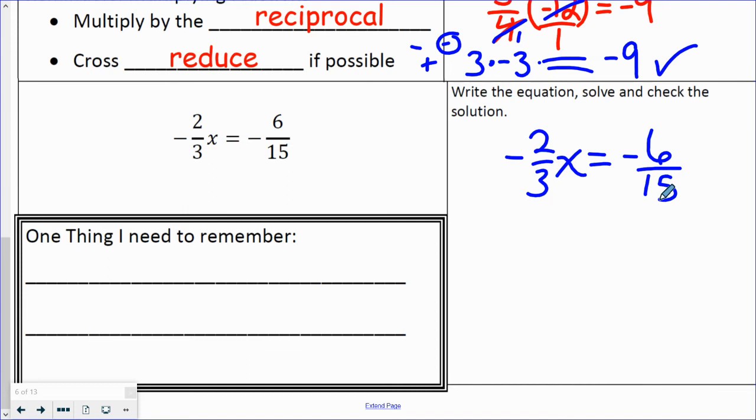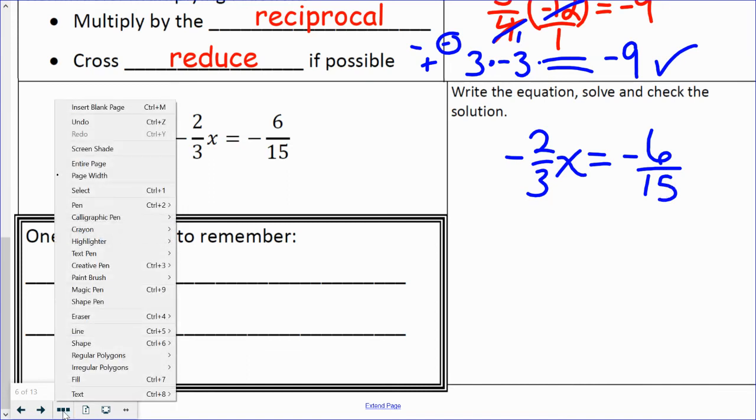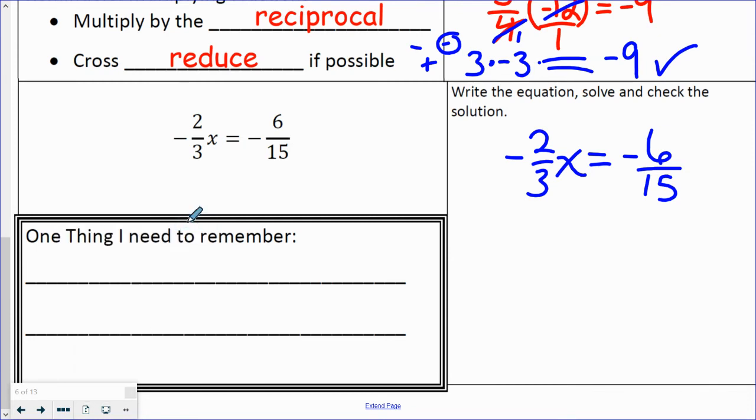My job is to get that variable by itself, whether it is X, P, T, whether it is on the left or right side of the equal sign. I want to get it by itself. Okay? I need to now multiply by the reciprocal. Remember, the reciprocal is taking a fraction and flipping it. So instead of 2/3, it's a negative 3/2 going on both sides.